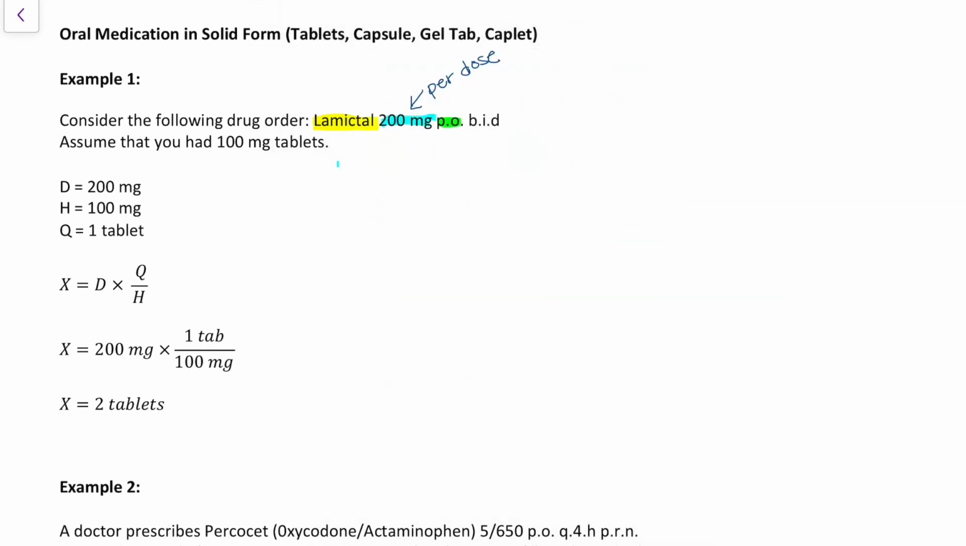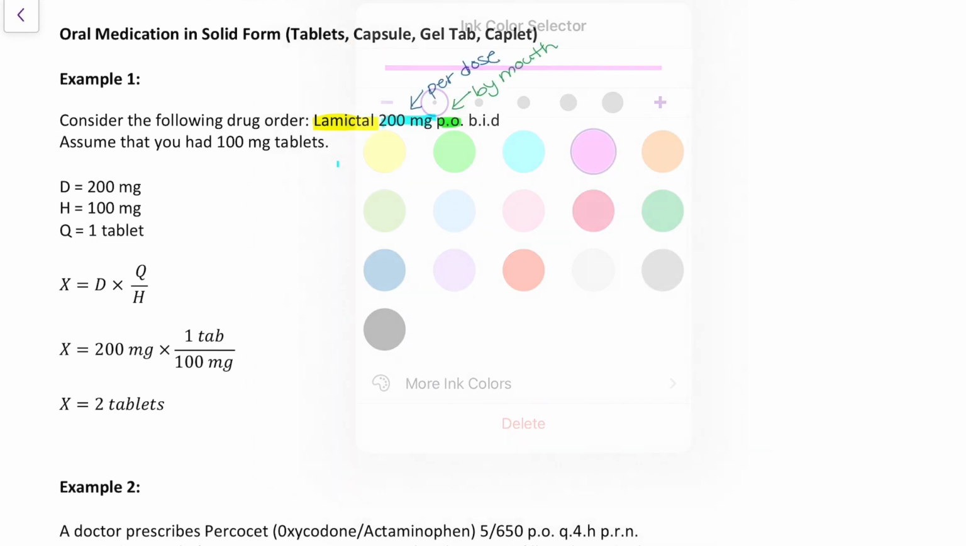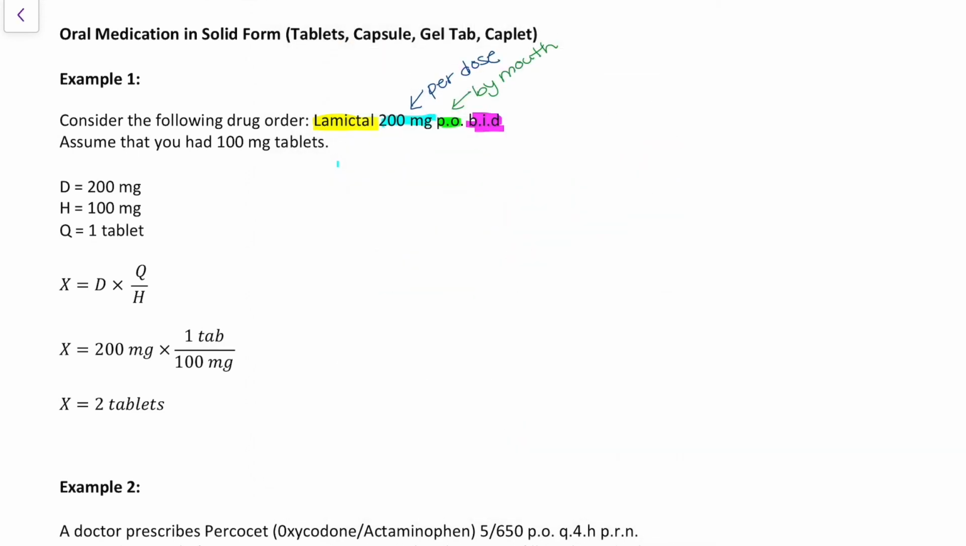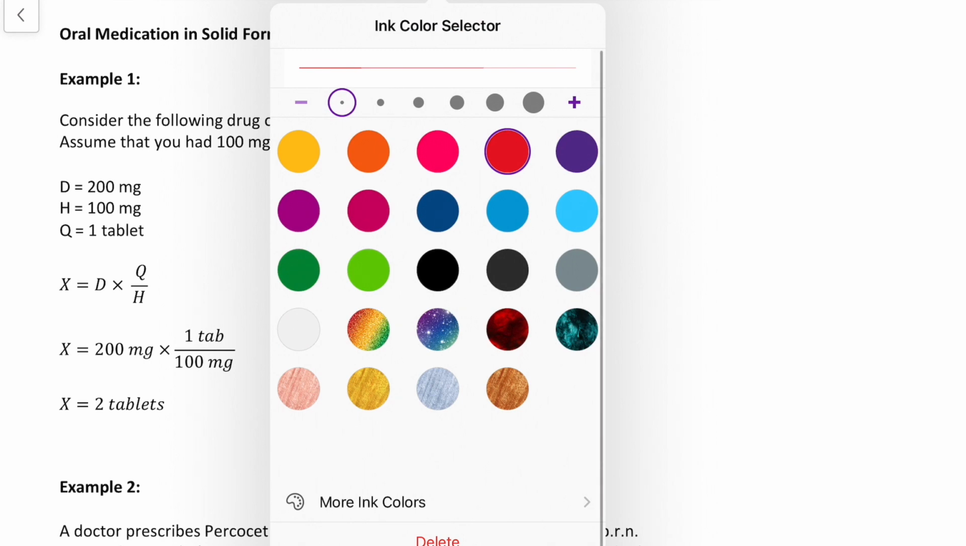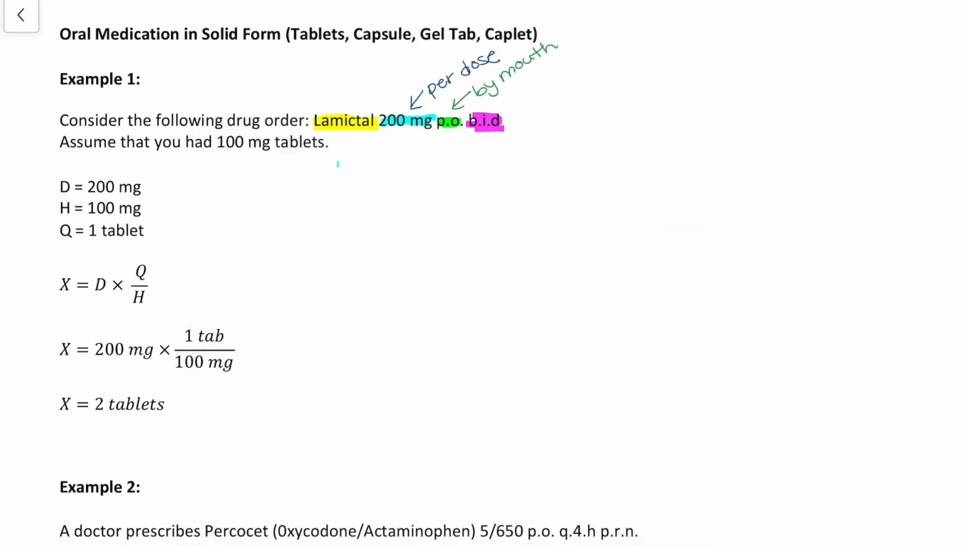PO means by mouth. And then we have BID, which means twice a day. Okay, so they're taking 200 milligrams by mouth twice a day.